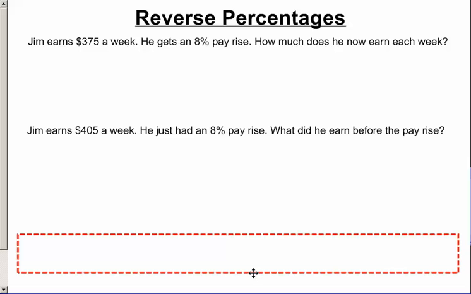In this video, we're going to look at what are called reverse percentages, and that's sometimes called finding the original amount. To start with, we're going to remind ourselves how to do a percentage increase, because that's going to be very useful. We're going to need to know how to do that to be able to do these.